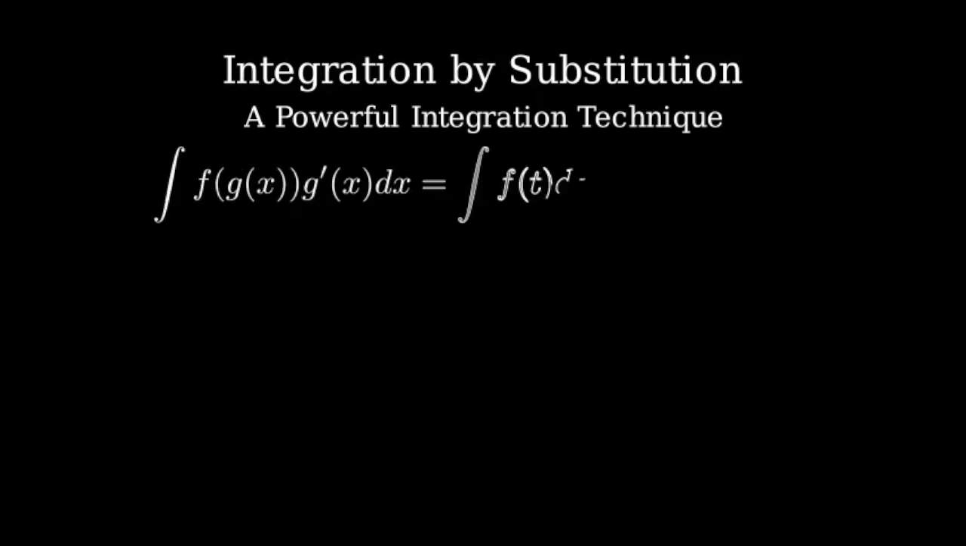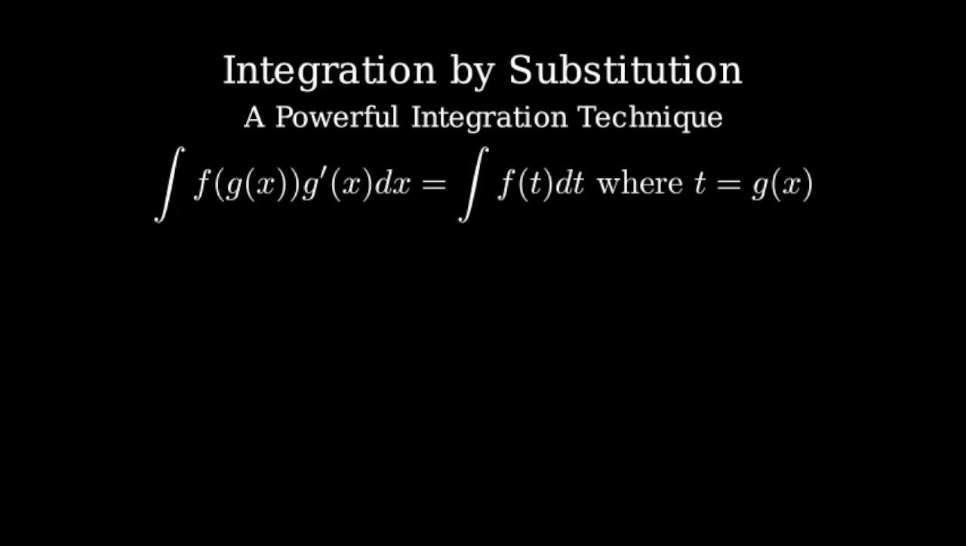Welcome to our lesson on integration by substitution. This is a powerful technique that helps us solve complex integrals by transforming them into simpler ones. The key formula we use for integration by substitution is the integral of f of g of x times g prime of x dx equals the integral of f of t dt, where t equals g of x.